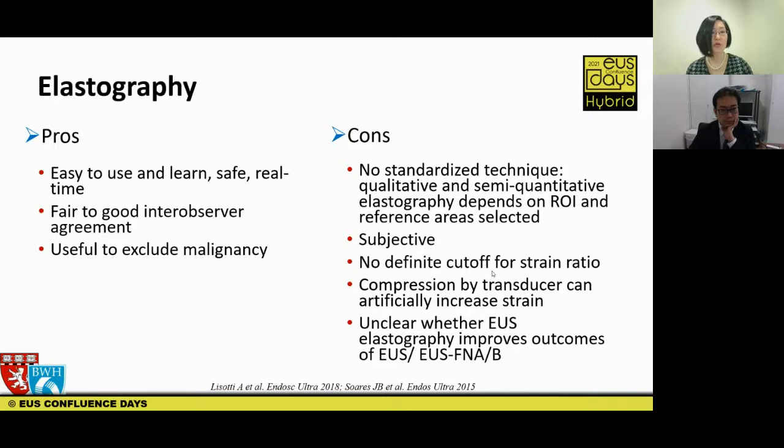And so in terms of the pros of elastography, it's very easy to use and learn, safe. You can do it real time, very quick to do. There's fair to good interobserver agreement, and I think it's useful in excluding malignancy. However, there's no standardized technique, and for both the qualitative and semi-quantitative elastography, it really kind of depends on the region of interest and the reference areas you're selecting. It's subjective. There's no definite cutoffs for strain ratio. As I mentioned earlier, how firmly you're pressing with your EUS transducer can certainly artificially increase the strain, and it remains unclear whether elastography improves outcomes of EUS or biopsy.